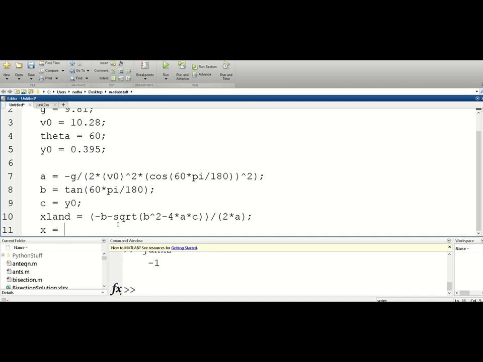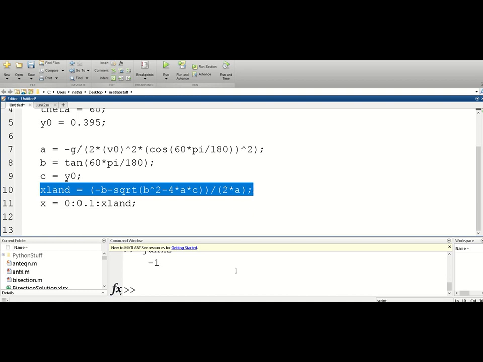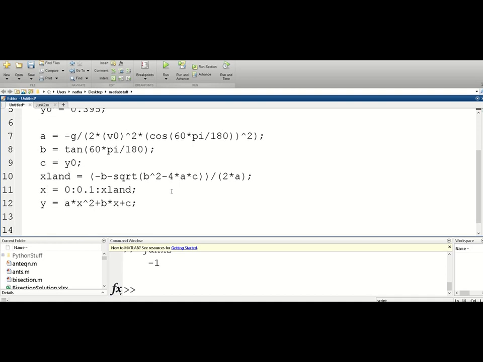Now x can go from 0 by 1 up to x land, or 0.01. I don't know how much resolution you want. Okay. Did that make sense? This is where we're going to land. That's the quadratic formula. I just want one of them. And I'm going to start it from 0. We're going to go till we land, right? Now y is a times x squared plus b times x plus c, right? I'm a pro at this stuff. Okay, so here we go.